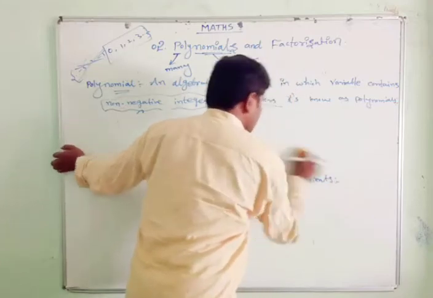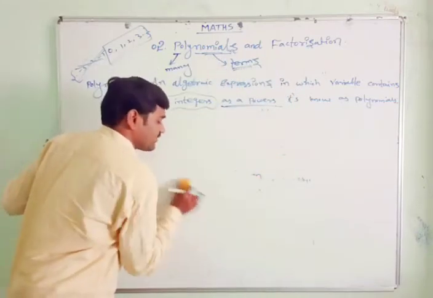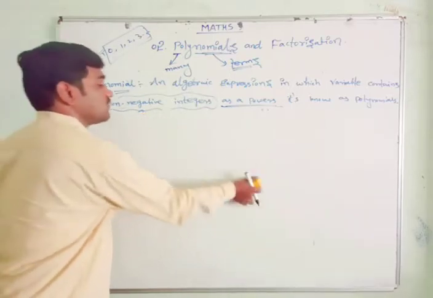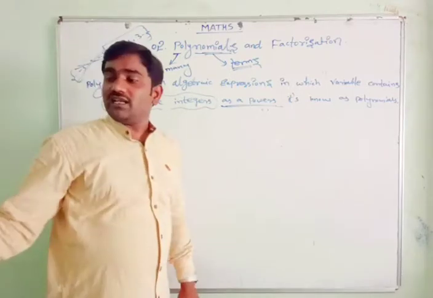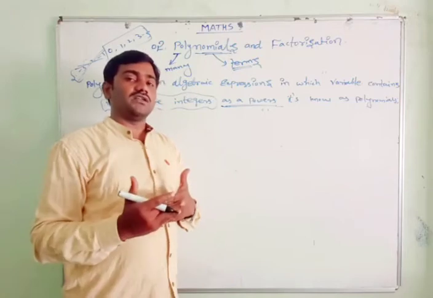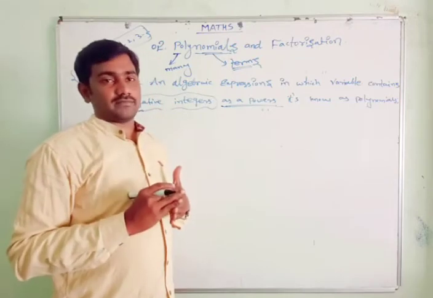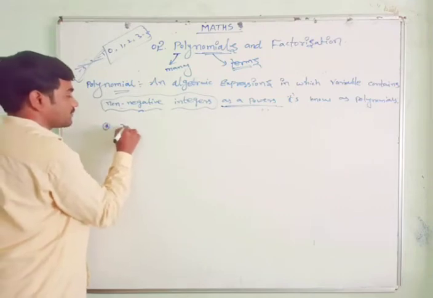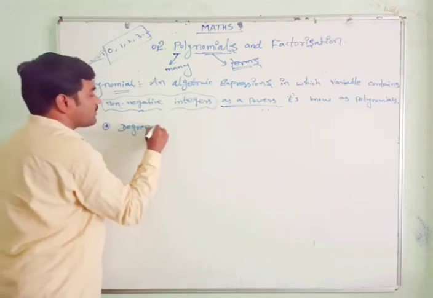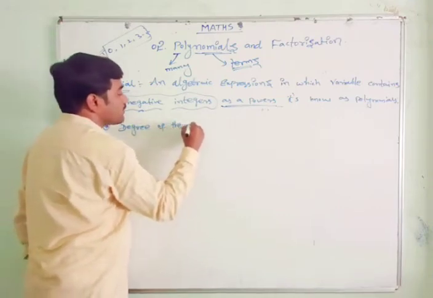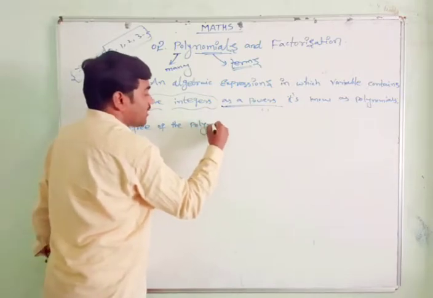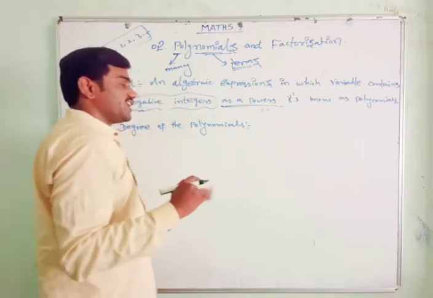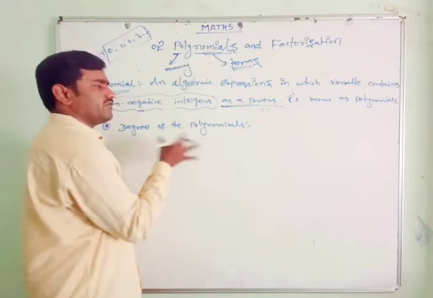There are different types of polynomials. First, we will learn what the degree of a polynomial is. After that, we will learn the types of polynomials. Let us learn the degree of the polynomial. You might have learned in your earlier classes about the degree of an algebraic expression. In the same way, there is the degree of a polynomial.